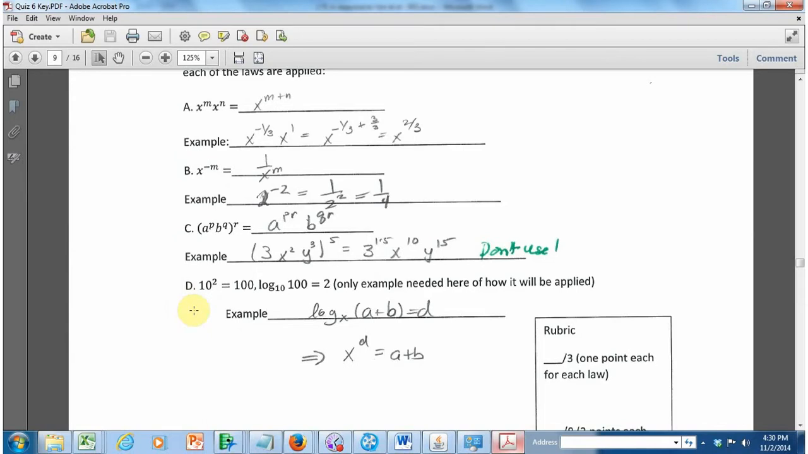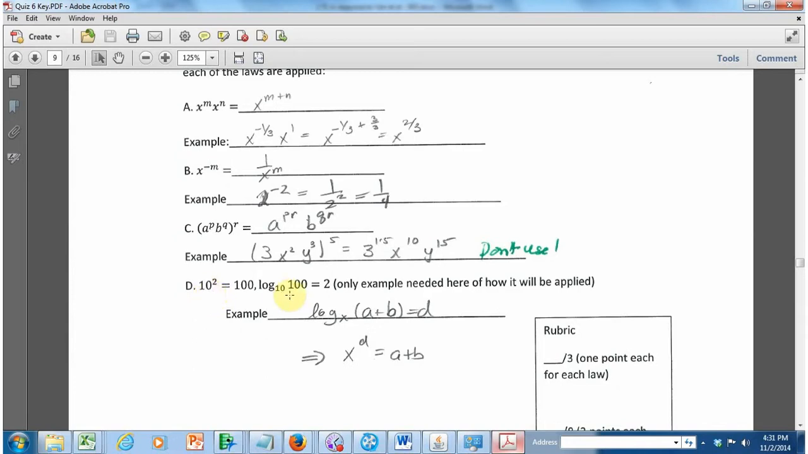The other thing people had incorrect was on D. What is the example of using this numerical piece in order to make a log example? Well, I gave an example in the notes on YouTube already where I used this as an example. So for example, I know that 10 squared is 100 and log base 10 of 100 is 2.